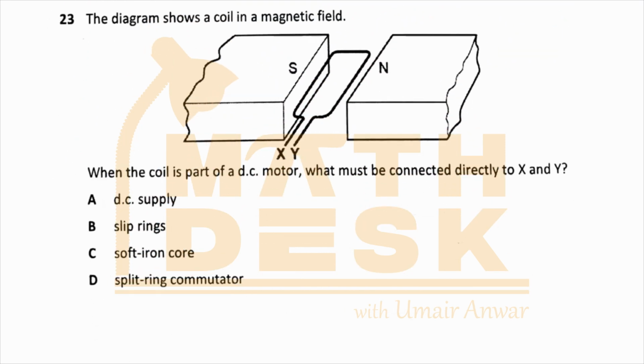The next part says the diagram shows a coil in a magnetic field. So we have a magnetic field, north pole, south pole, and a coil placed in between these two poles. When the coil is part of a DC motor, what must be connected directly to X and Y? A DC supply, slip rings, soft iron core, split ring commutators. So the directly connected part is the split ring in case the coil has to act as a part of the DC motor.